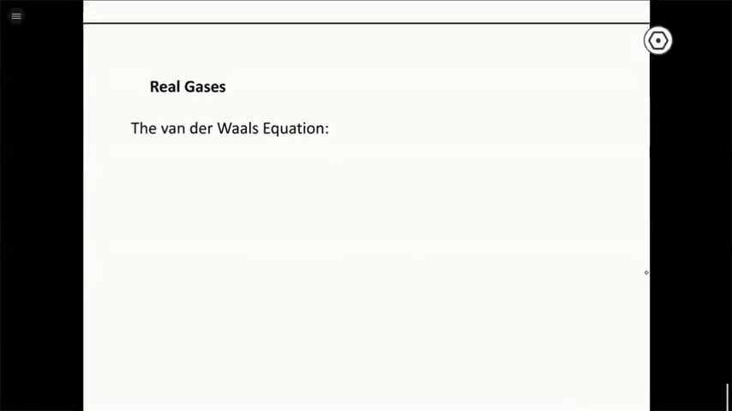And that leads to what's called the van der Waals equation, which is a modified ideal gas equation. It's a modified equation that deals with the fact that real gases have these deviations. We're not going to use this equation to do calculations, but we do want to understand what it means.